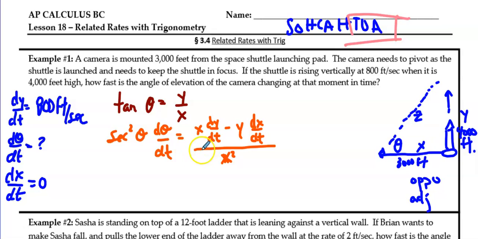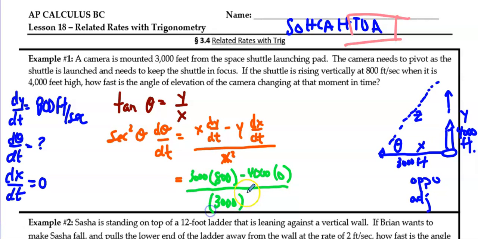And now we can actually start plugging in some stuff, especially to the right here. We know everything that's on the right. We now know that x is 3,000, so we can replace that here. Usually these questions are calculator based, so you can use a calculator for the majority of these things. dy is 800. y is going to be 4,000. dx is 0, all over x squared, and x again is 3,000, so we're going to do 3,000 squared. And again, there's going to be a little shortcut I'm going to talk to you about in a little bit of time.